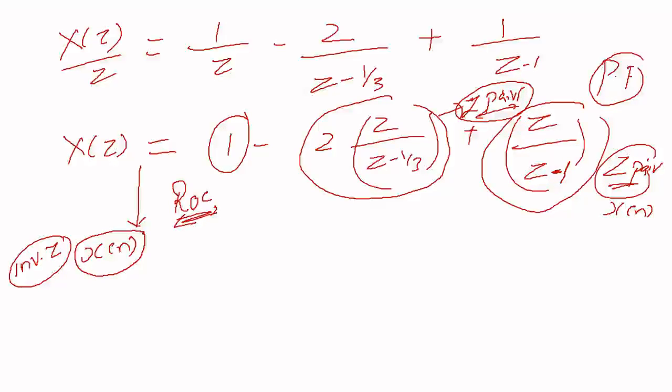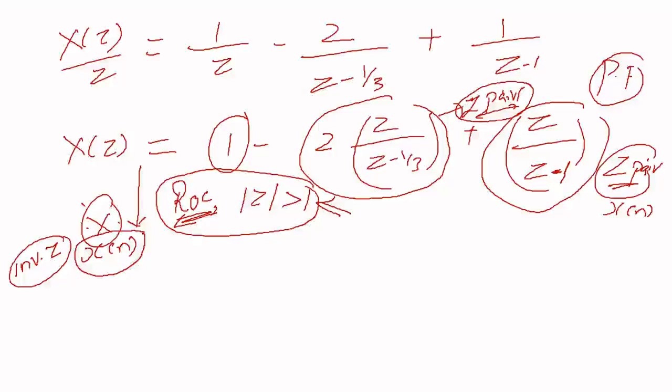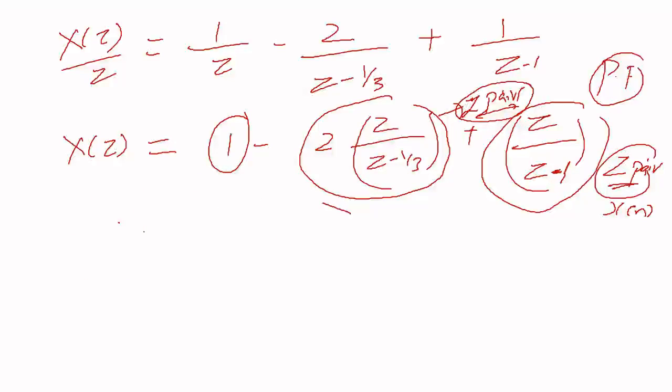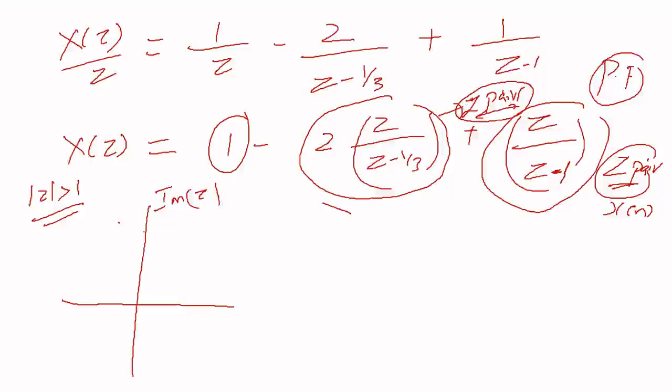So let me check the ROC. The ROC in this particular question is modulus of z greater than 1. This ROC will determine the structure of x of n. Okay, so let me rub this. What is the ROC here? ROC is modulus of z greater than 1. So we are having the polar coordinates. This is the imaginary axis of the z domain and this is the real axis of the z domain.